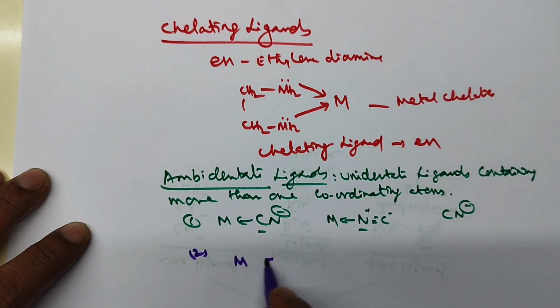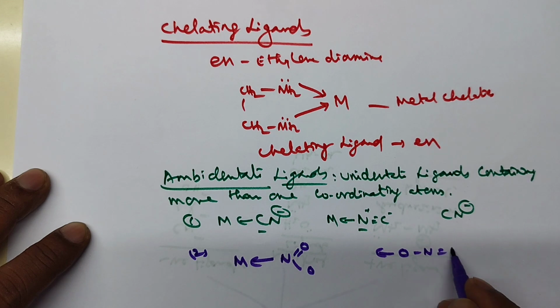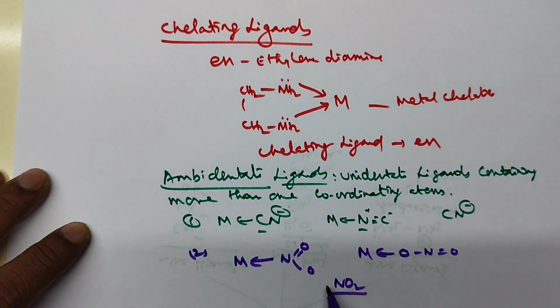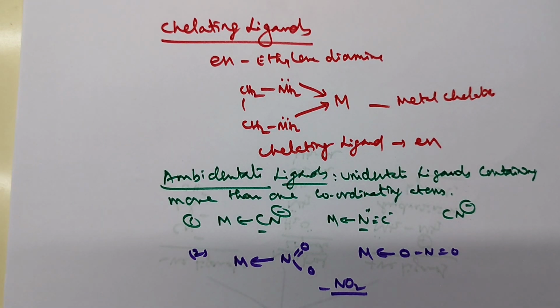This is a metal NO2. The nitrogen is coordinated with the central metal atom, or you can say metal ions. Or suppose the oxygen is coordinating with the metal ions. So we can call this an ambidentate ligand, NO2. So this is a ligand which has two different coordinating atoms. That type of ligand we can call ambidentate ligands.